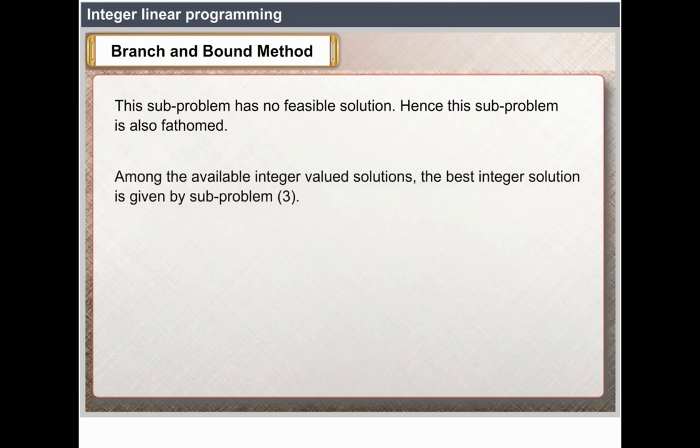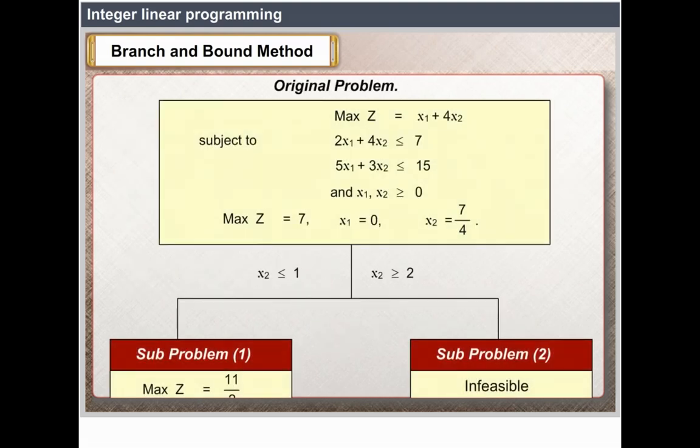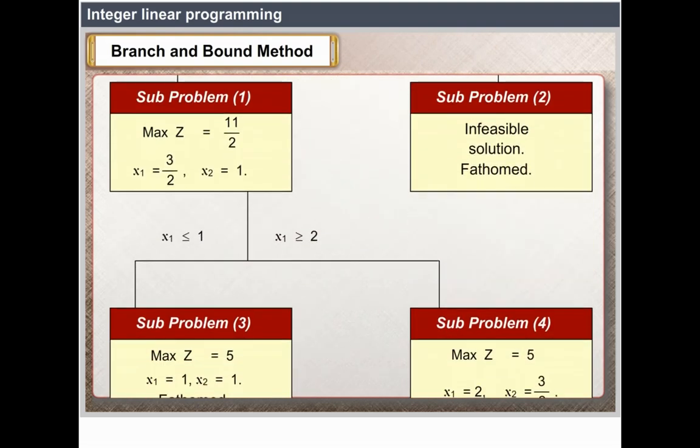Among the available integer valued solutions, the best integer solution is given by subproblem 3. Therefore, the optimum integer solution is maximize z equal to 5, x1 equal to 1, x2 equal to 1. We explained in the table the above mentioned problem. Subproblem 1: maximize z equal to 11 by 2, x1 equal to 3 by 2, x2 equal to 1. Subproblem 2: infeasible solution, that is fathomed.